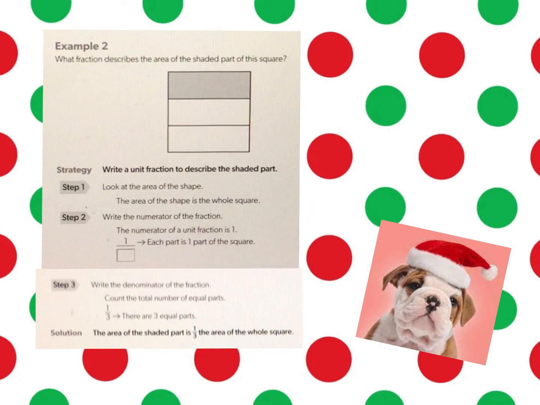What fraction describes the area of the shaded part of this square? So we have to see how many parts are shaded. There's 1. And how many there are total. 1, 2, 3. To get 1/3, there are 3 equal parts. So the area of the shaded part is 1/3 of the whole square.